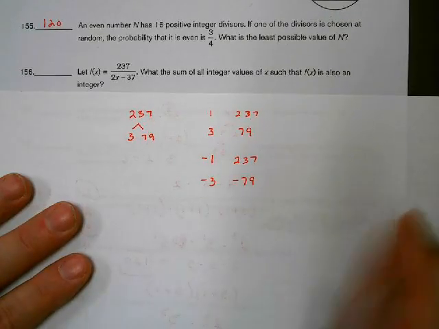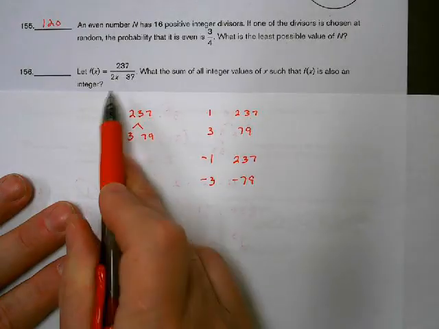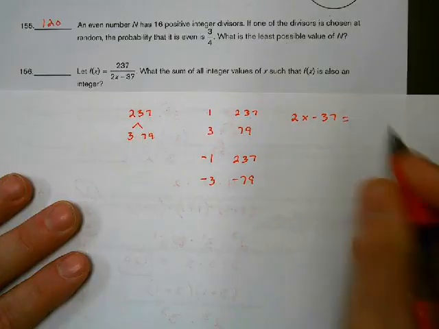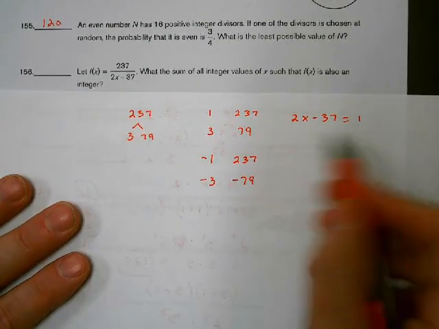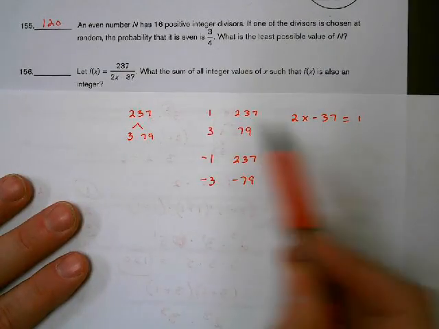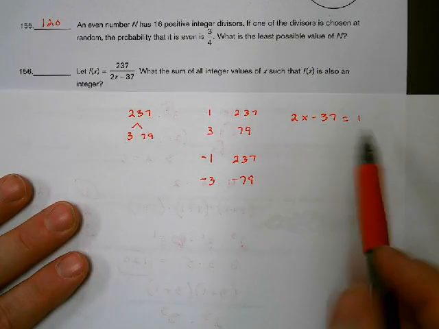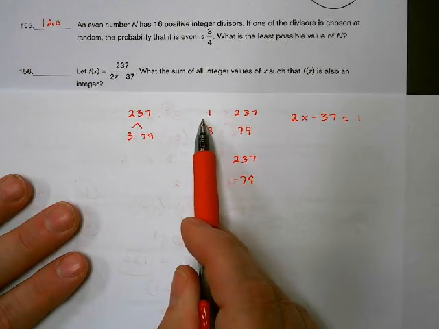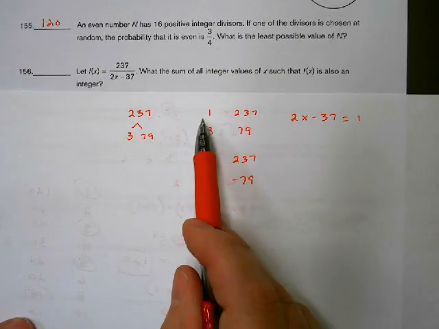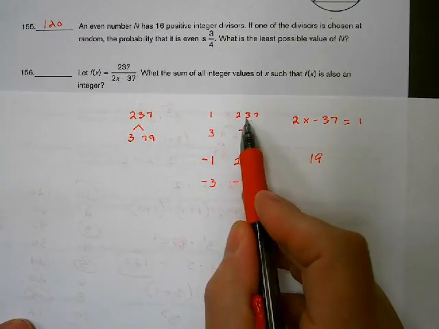So now I just have to plug in 2x minus 37 equals each of these numbers, equals 1, equals 3, equals 237. So basically, we're going to just take all of these numbers, we're going to add 37, and then divide by 2. So if I add 37 and divide by 2 to this number, I end up with 19. Add 37, I get 38. Divide by 2, I get 19. So 19 is one of my numbers. To this one, I add 37 and get 274. Divide by 2, and I get 137.